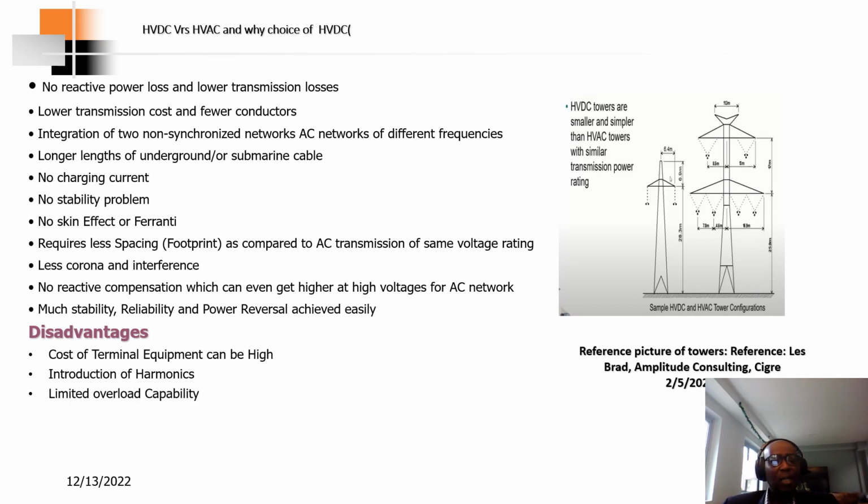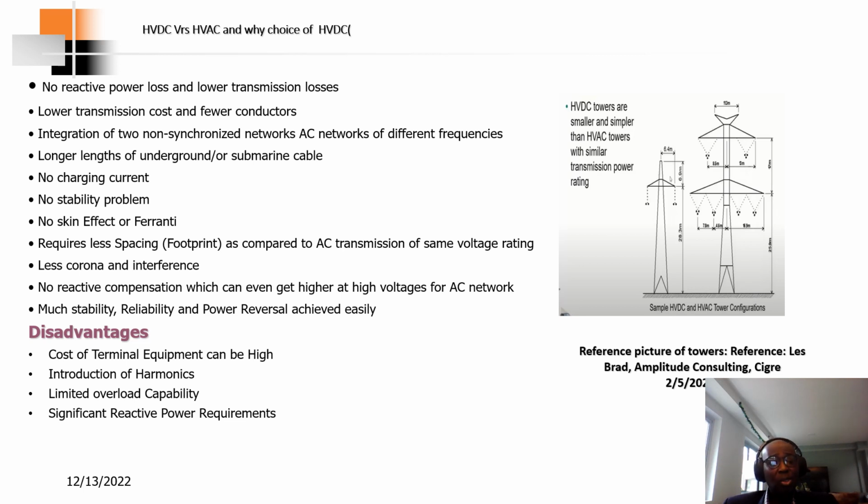Also, there's limited overload capability. As a matter of fact, the current source converters can be overloaded a little bit, but for the voltage source converters, there's no way you can overload them. So it lacks overload capability. Also, current source converters, when connected to a weak grid, become problematic, and it can result in commutation failures, especially on the inverter side of the converter.